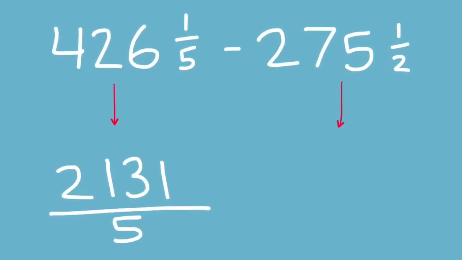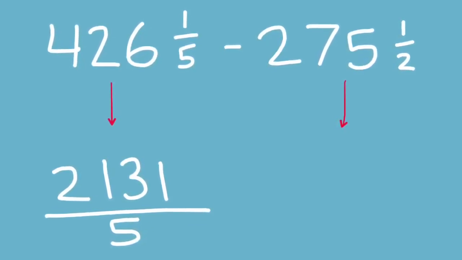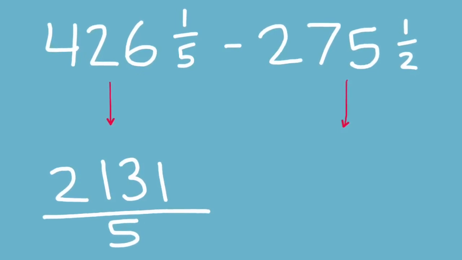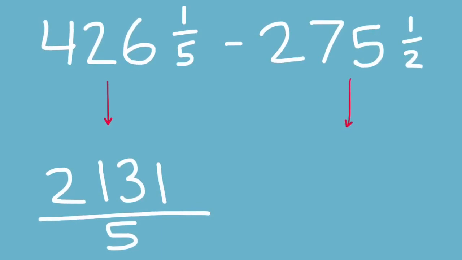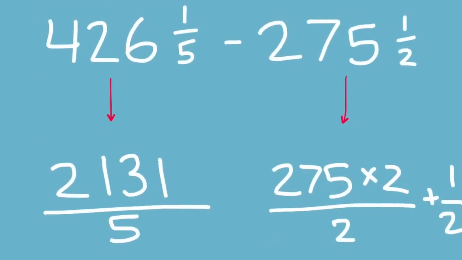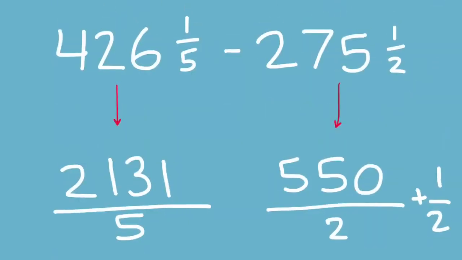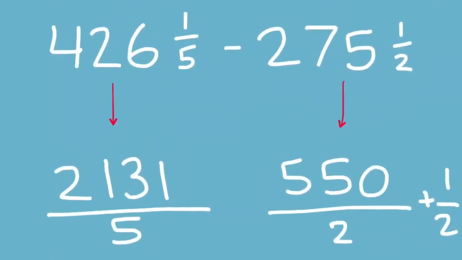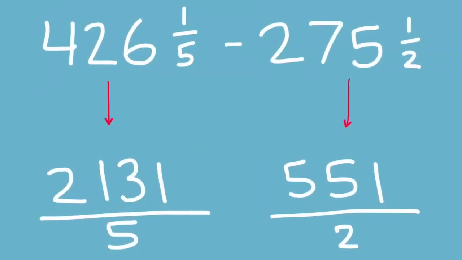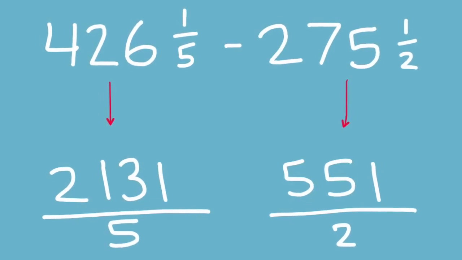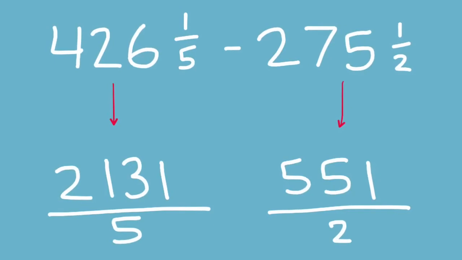Okay, now let's deal with the 275 and a half. How do we turn that into an improper fraction? Well, what are we dealing with? We're dealing with halves, so 275 as halves means I would have to multiply it by 2 over 2. So 275 times 2 over 2 plus my 1/2 would be 550 over 2, or 550 halves plus another half would give me 551 halves. Okay, now I have to put these fractions together, but I realize I'm dealing with fifths and halves.